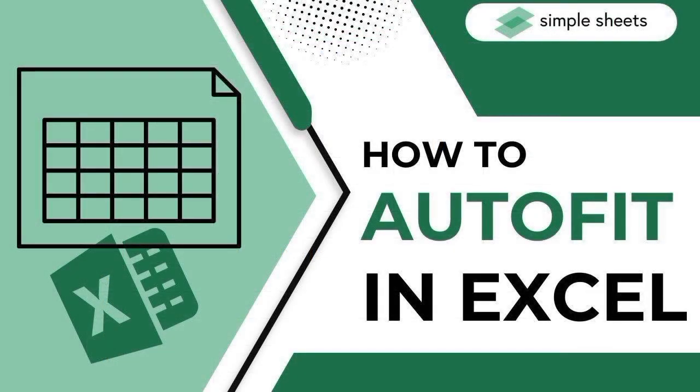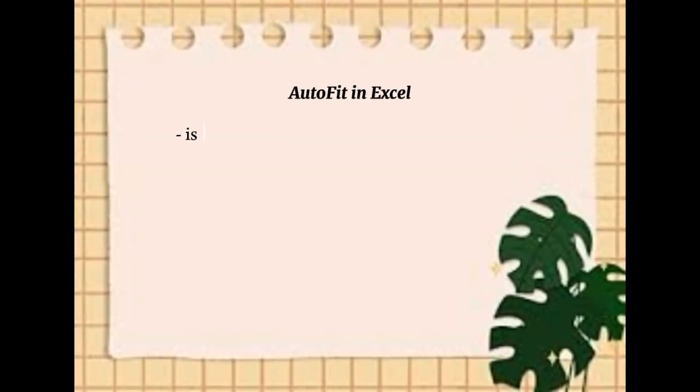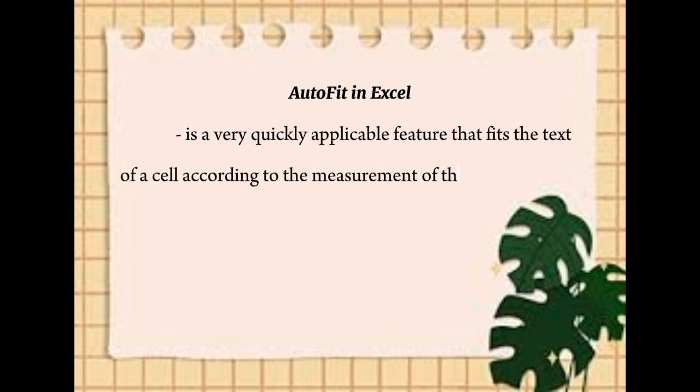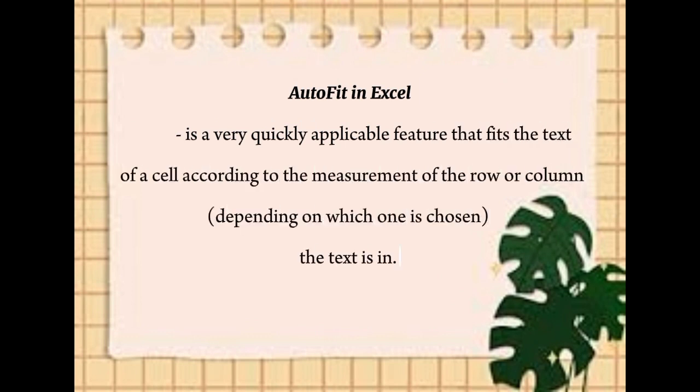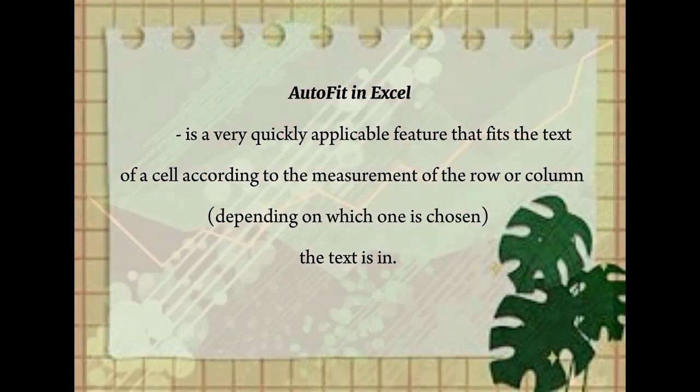How to AutoFit in Excel? AutoFit in Excel is a very quickly applicable feature that fits the text of a cell according to the measurement of the row or column. Depending on which one is chosen, the text is fitted.